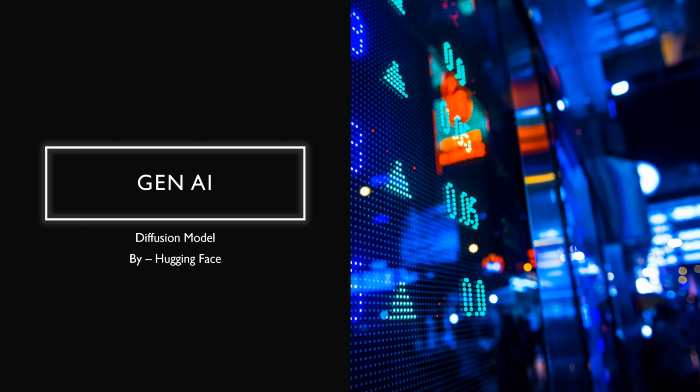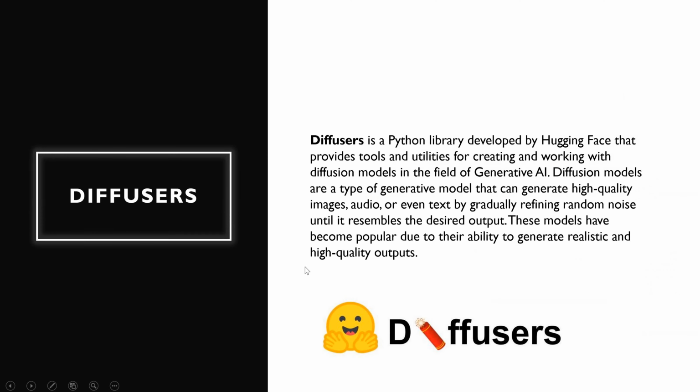So we are using one library. Today I'm showing one library called diffusers. Diffusers is by Hugging Face. So that is a diffusion model we will see.